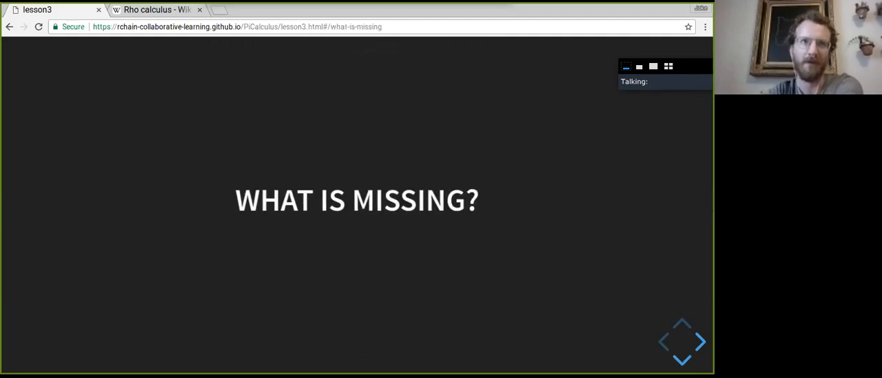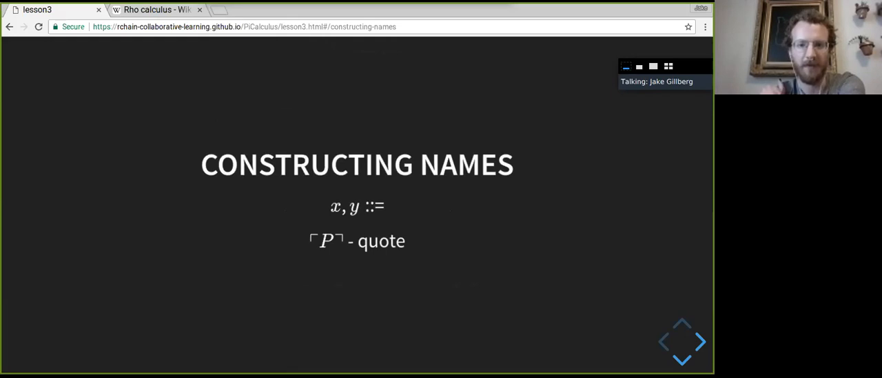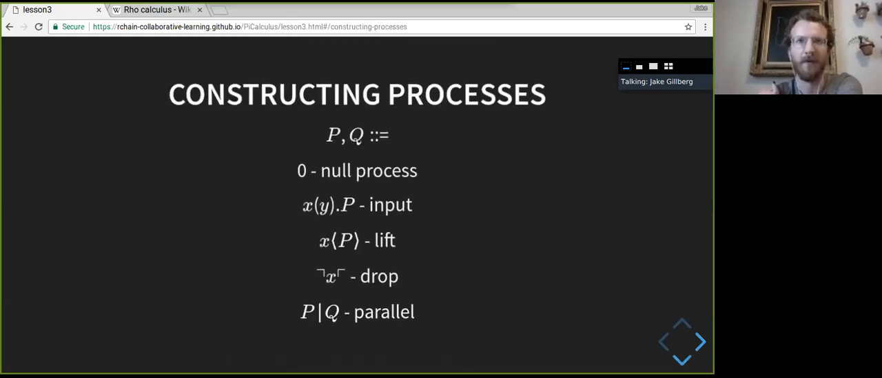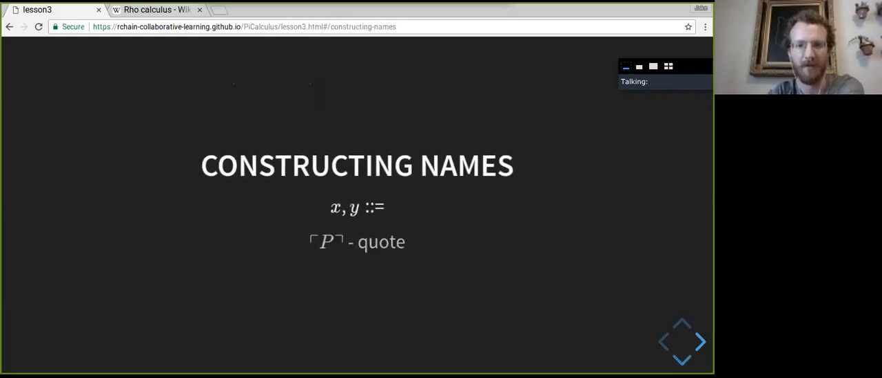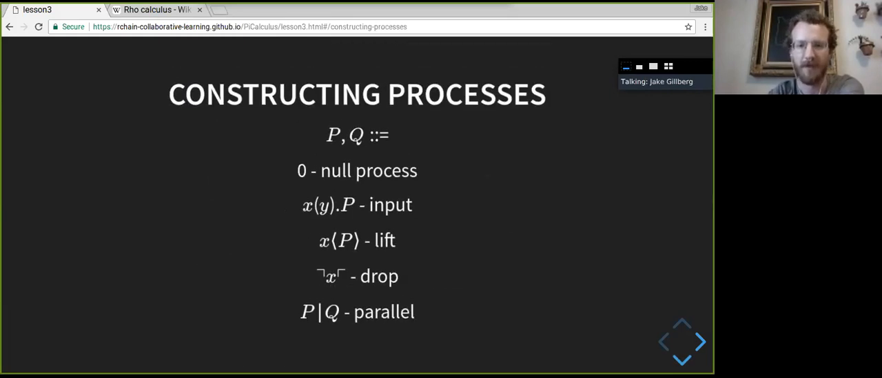So there are a few things in these name constructions and process constructions that we don't have in the Rho calculus that we had in the Pi calculus. A few of them are the bang, the exclamation mark, the replication operator. It turns out that replication can be defined using the constructions that we've given here, because we now have this reflective higher order code mobility notion. We can use that to implement the replication operator.